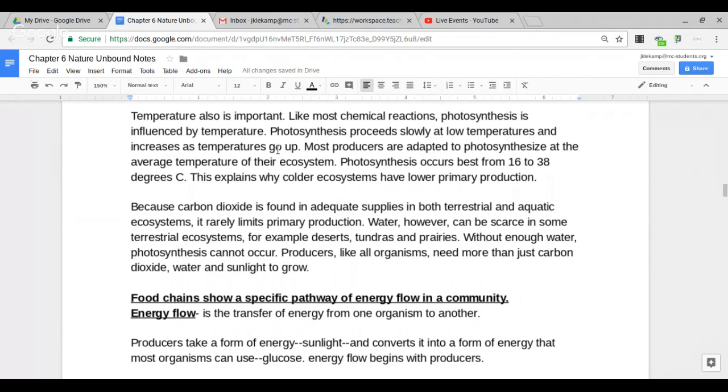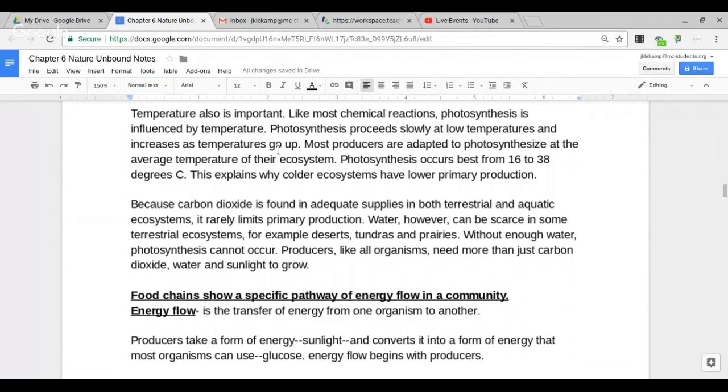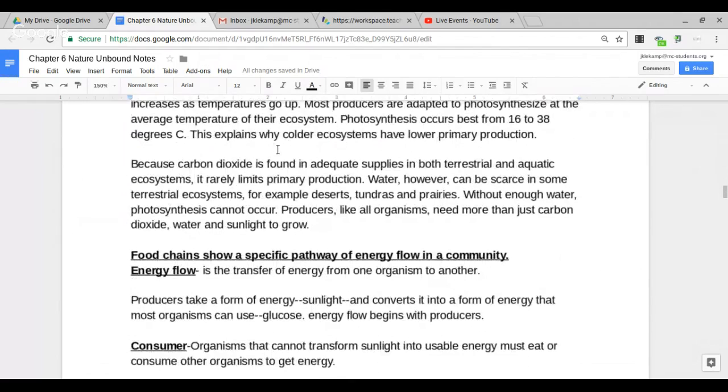Photosynthesis is definitely influenced by temperature. It tends to be slower when it's colder. It increases as the temperature goes up. Think about that. Spring, right after winter, we get kind of an influx of growth of plants and producers really producing a lot as it warms up. Then at a certain point, it starts to slow down once it gets really hot, though.